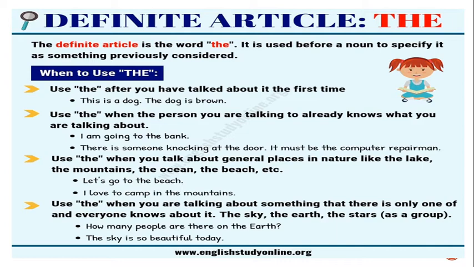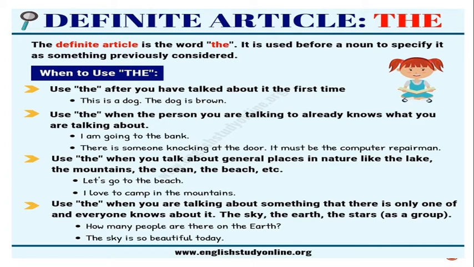Particularly, let's see this definite article 'the'. The definite article is the word 'the'. It is used before a noun to specify it as something previously mentioned or considered. When to use this? First, we have to use 'the' after you have talked about it the first time. This is a dog. The dog is brown.